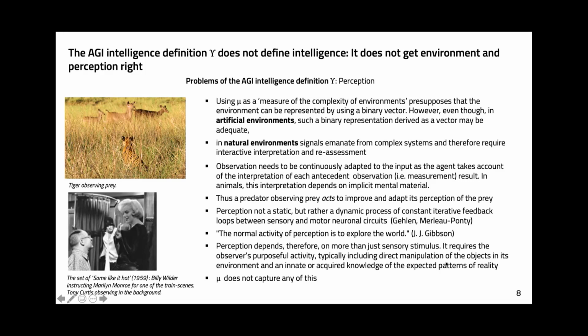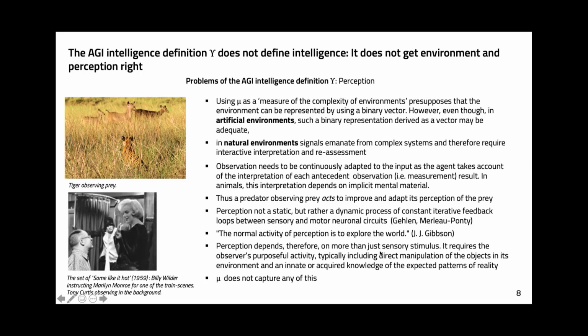J.J. Gibson, a very important psychologist and philosopher, says the normal activity of perception is to explore the world. So perception depends on more than just sensory stimulus. The view that perception is just a result of sensory stimulus is completely outdated. When we give input to computers, it's just sensory input, but that's not perception. Perception requires purposeful activity, direct manipulation of the object, and innate or acquired knowledge of the expected patterns of reality. So I need a categorical, predefined ability to deal with the environment, and also acquired knowledge.